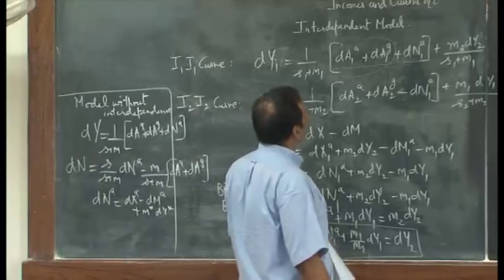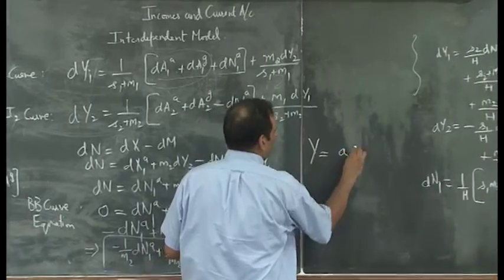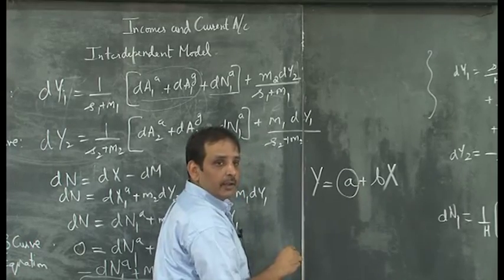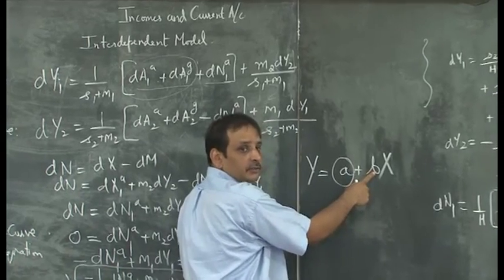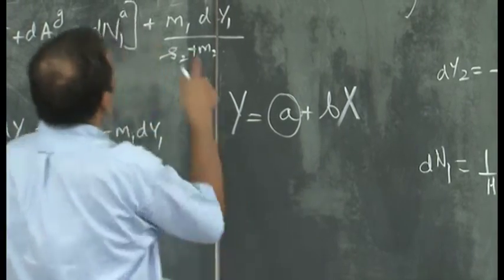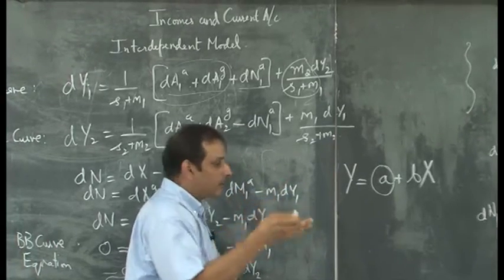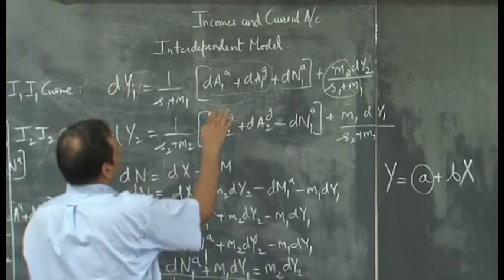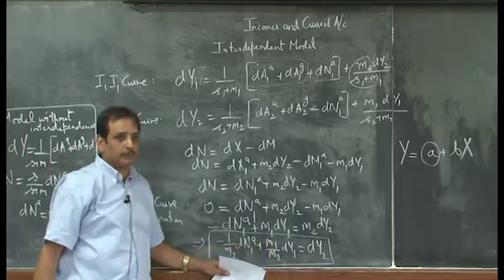Please recall that for an equation of a straight line, you have a plus bx. If there is a change in a, the curve will shift, and if b changes, you move along the curve and the slope would change. But here the intercept changes. And the second equation doesn't have dA1A and dA1G.